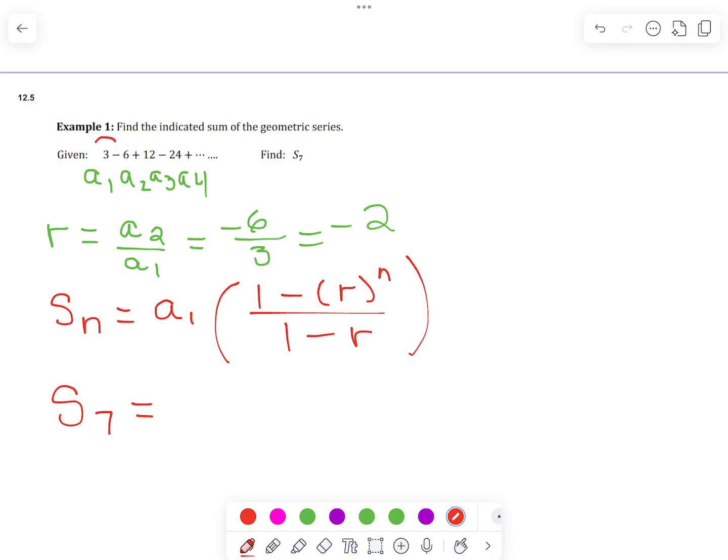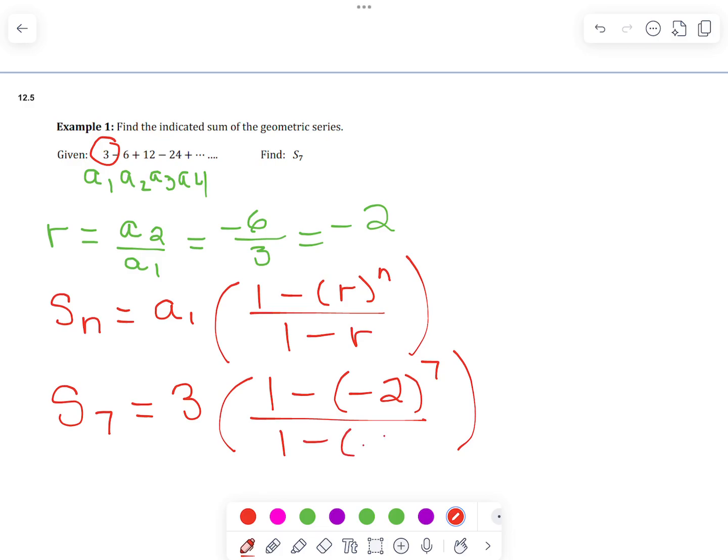So the value of the first term is 3, times the quantity 1 minus the common ratio, -2, raised to the number of terms, 7, divided by 1 minus -2. And then we're going to substitute this into our calculator, and in class we will do this together. And when we're done, we get 129.